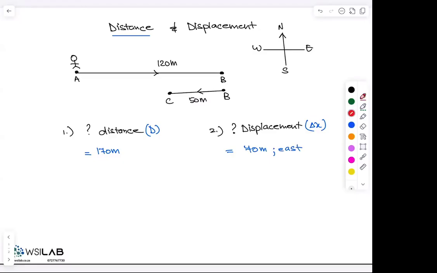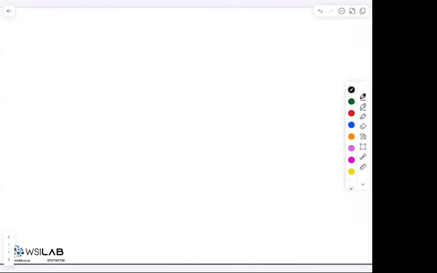So in an exam, the distance will just be 1 mark. Well, the displacement question will be 2 marks, one for the answer with its right unit and one for the direction. This is because displacement is a vector and this is just a scalar. Okay, but that's really easy, isn't it? Yeah. So we're going to try another example.